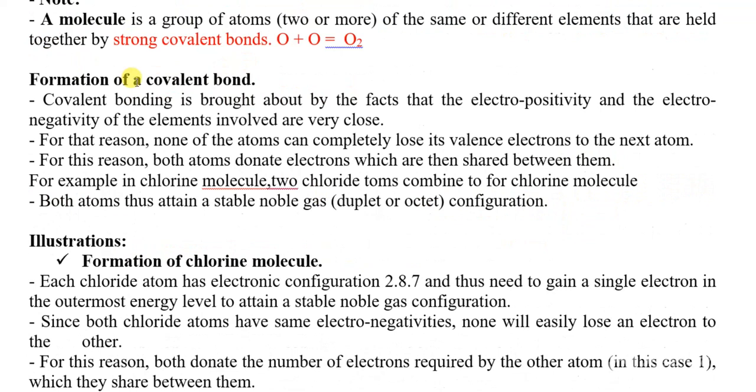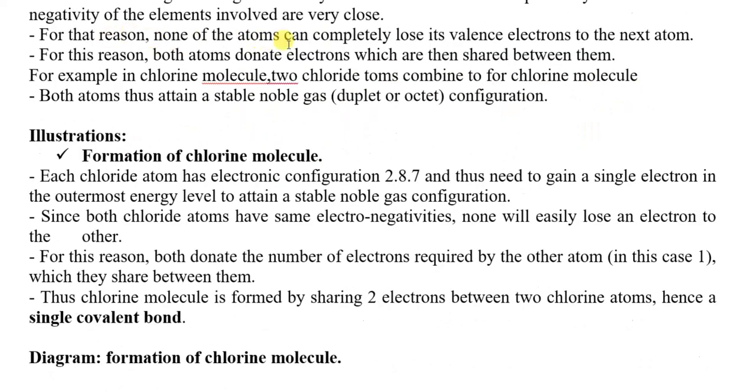Formation of a covalent bond. Covalent bonding is brought about by the fact that the electropositivity and electronegativity of the elements involved are very close. For this reason, none of the atoms can completely lose its valence electrons to the other atom. That is very true. The non-metals are not willing to lose electrons. They want to gain. So none of them is willing to give electrons.